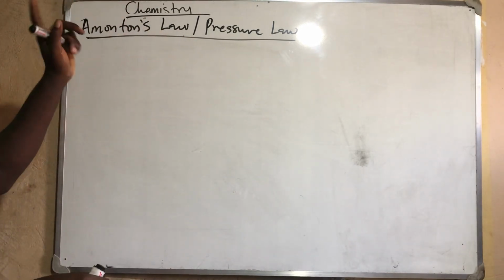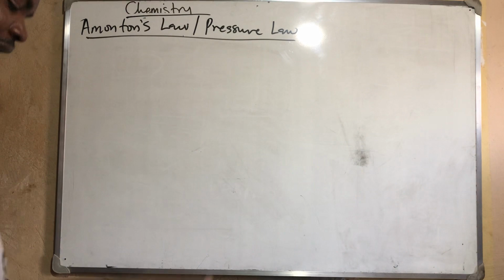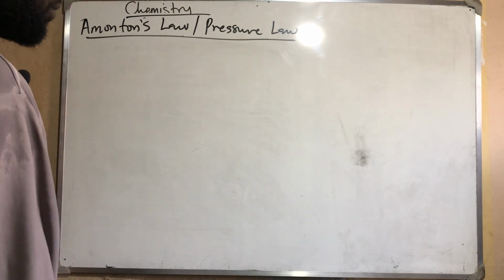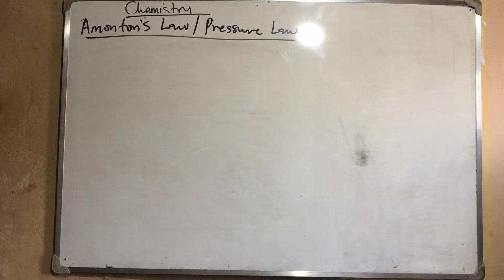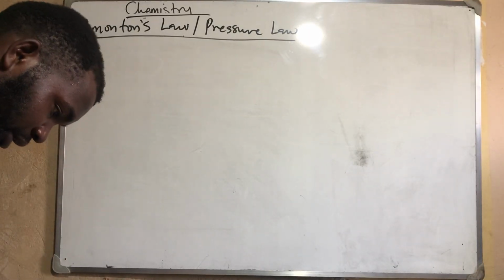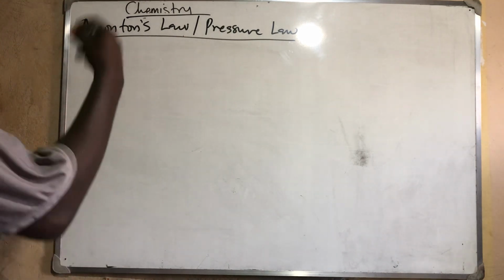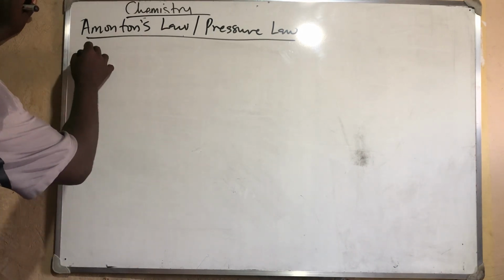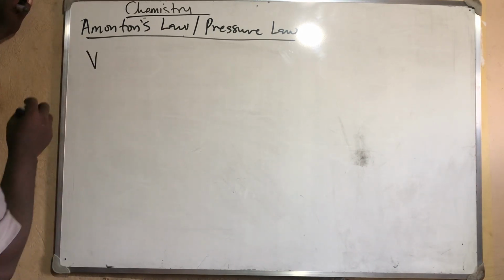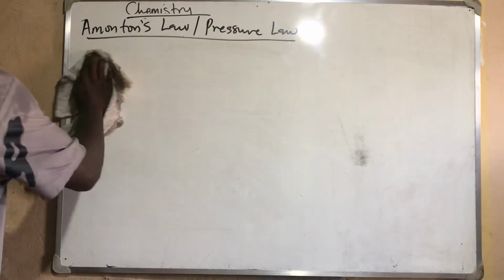Then pressure law, which is Amontons law, is now saying that what? At constant temperature. So always know the one that is constant. Okay, so at constant volume, that the pressure of a given mass of gas is directly proportional to the temperature. Okay, which means, in other words, you can just state it that what? Volume is the one constant.